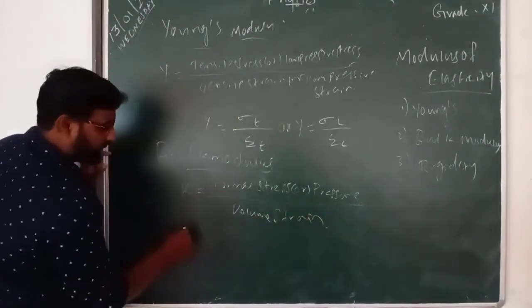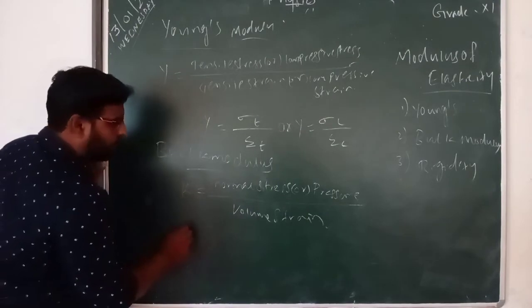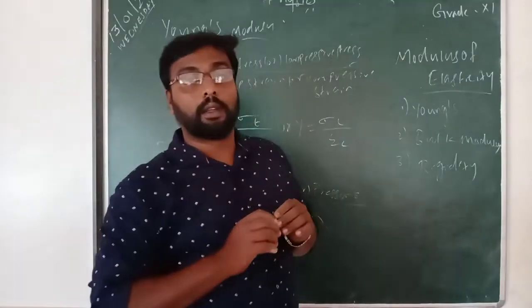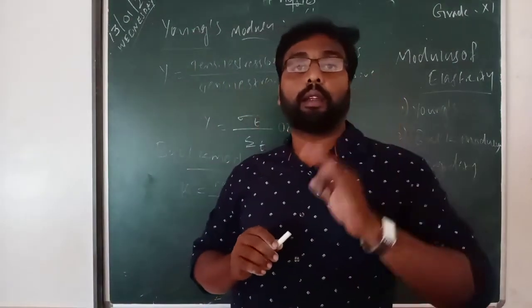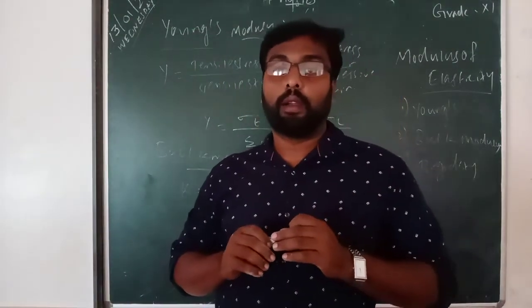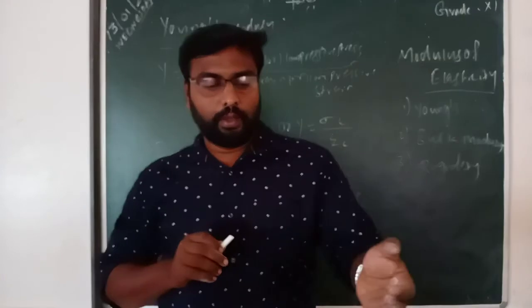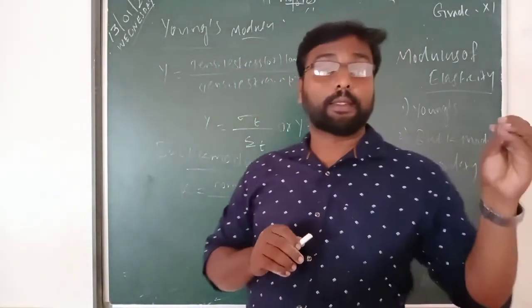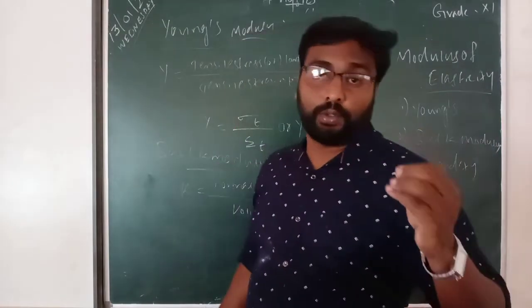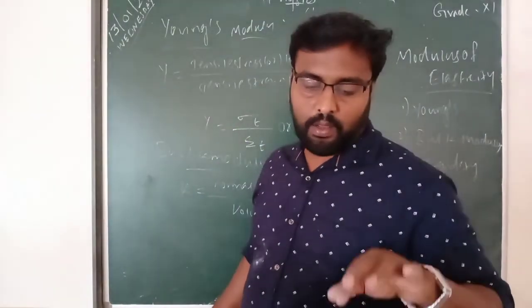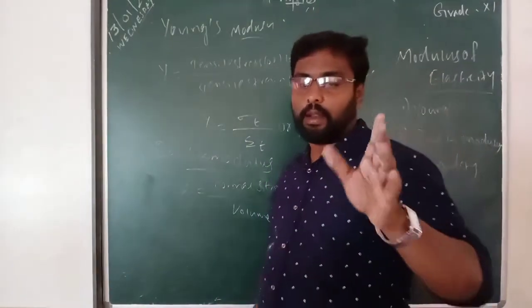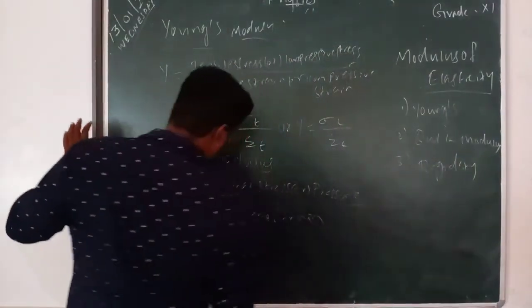This normal stress means what? Normal stress means F by delta A. That is what you can see in page number 56. Bulk modulus is defined as the volume stress to volume strain, and the formula is normal stress or pressure by volume strain.